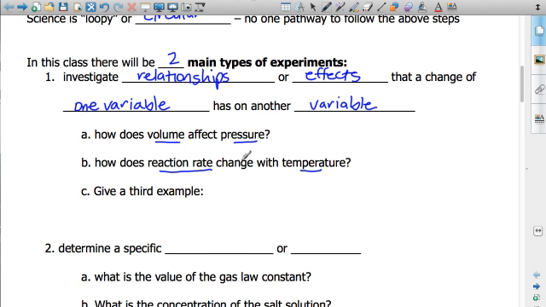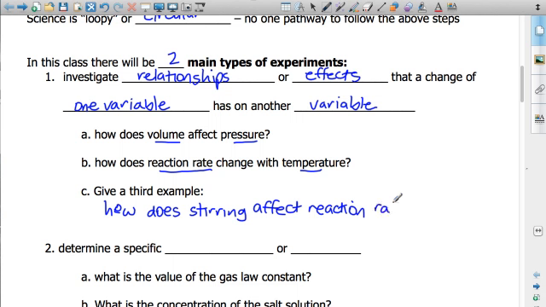Okay, my example that I came up with is how does stirring affect reaction rate? There are many different kinds of examples, unlimited in fact, that you could have come up with. If you have a question, just ask in class.